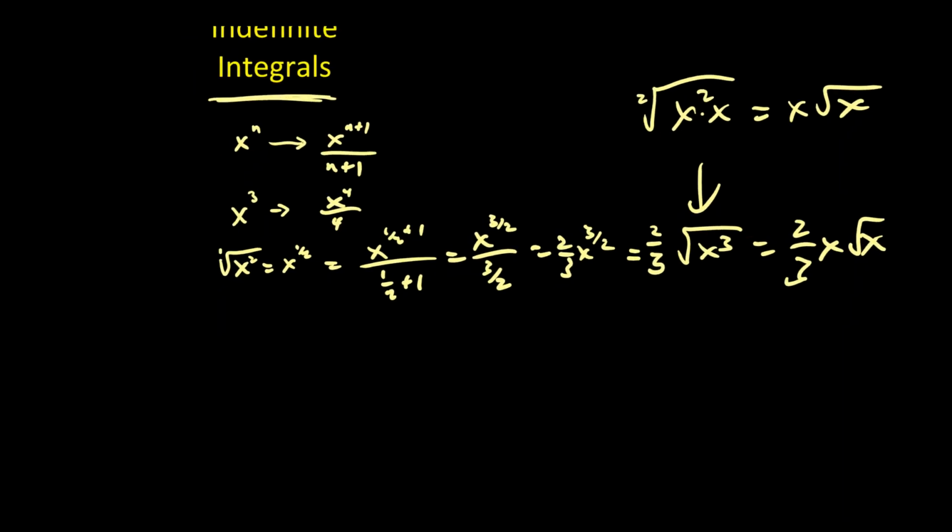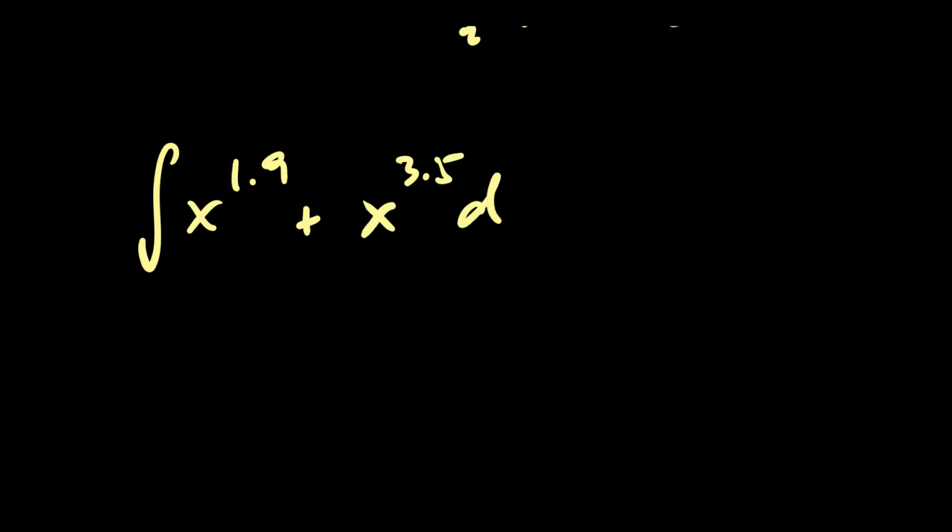All right. So an example of an indefinite integral would be something like the integral of x to the 1.9 plus x to the 3.5 dx. The dx is there because it comes from that delta x in the integration formula where you're finding the rectangles. So you don't really need to worry about it too much. It just tells you what the variable is.